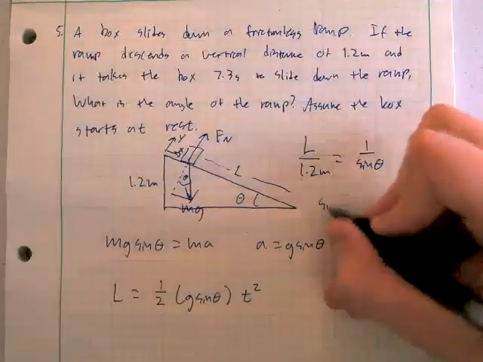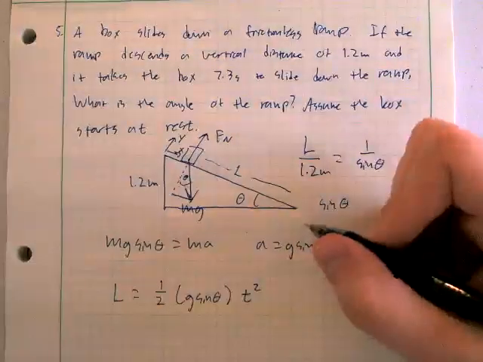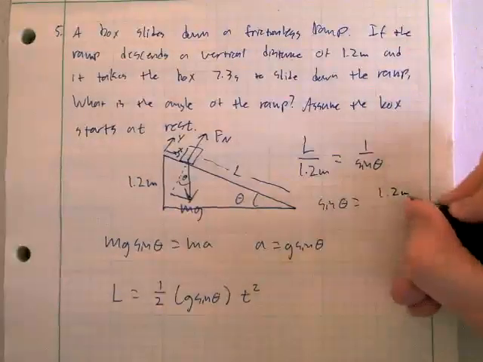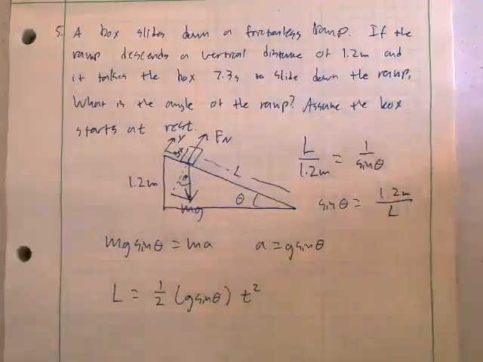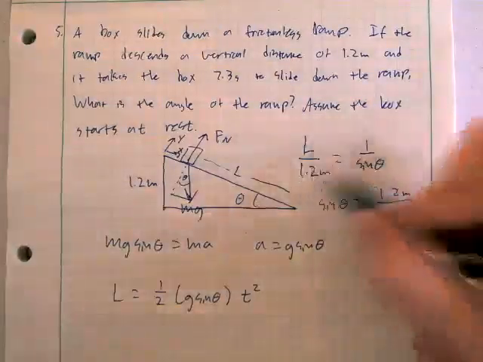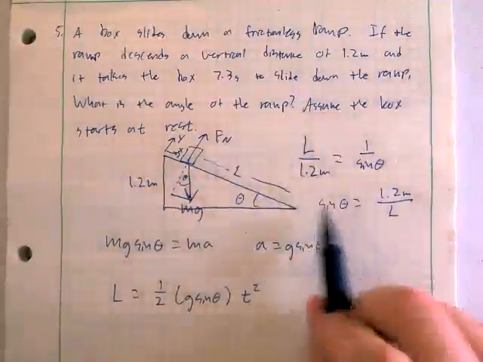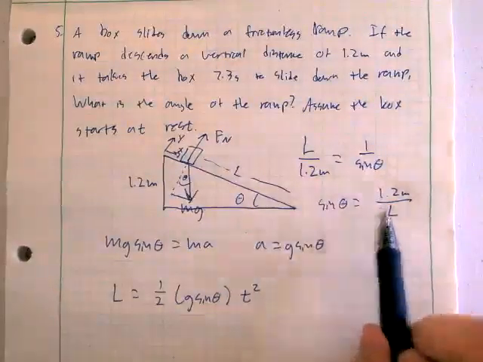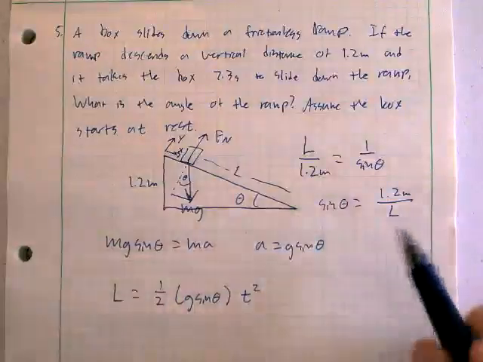But what I should say is this: sine of theta is equal to 1.2 meters divided by the length of the ramp, right? The opposite over the hypotenuse, in this case, the hypotenuse is L. So this is true. It's just written a little bit awkwardly, and I apologize for that. But we do have this. This might make a little bit more sense to you, right? Sine of theta equals 1.2 meters over L, right?